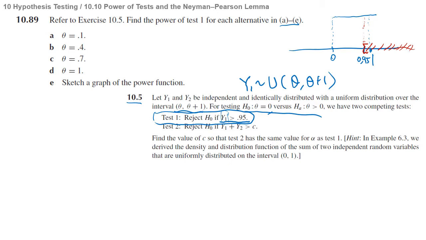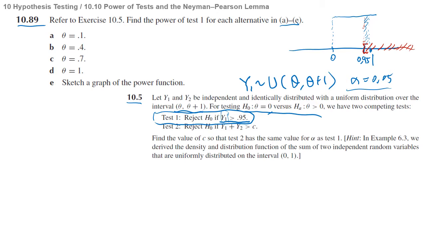Alpha is the probability of rejecting the null when H0 is true. So the area here is alpha, and this is 0.05. So this test is an alpha equals 0.05 test. And let's move on to 10.89 again.